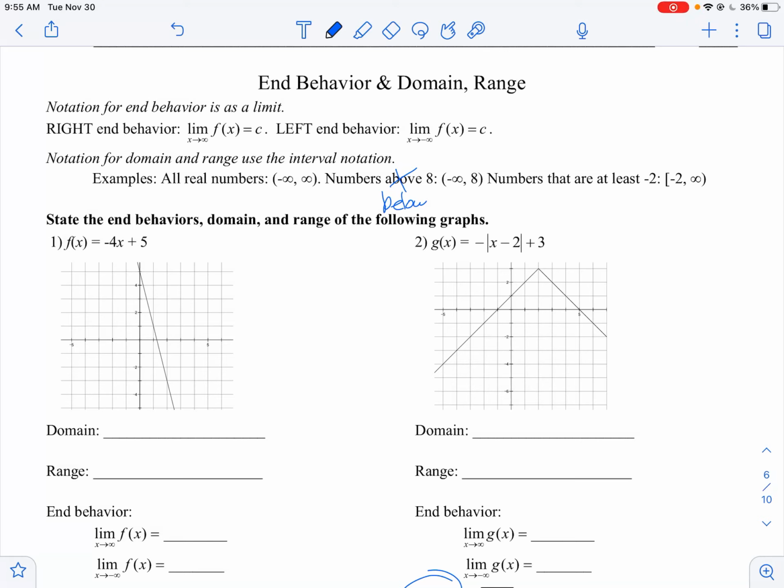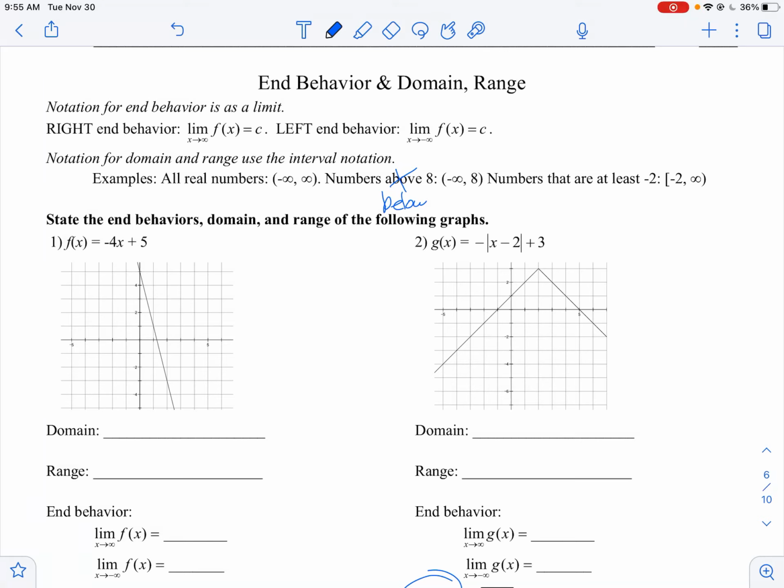Hello, and welcome to part 2 of this lesson about end behavior and domain and range. So we just reviewed how to write intervals down, like from 5 to 10, or 3 to 16, or 9 to infinity, or negative infinity to 6. Those are all intervals that you should be able to write and understand what they mean. But now we're going to dive into what end behavior and domain and range are.